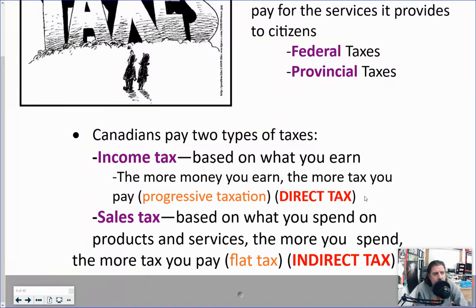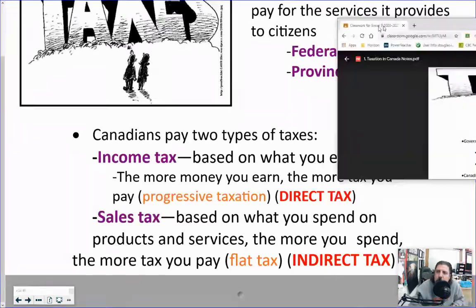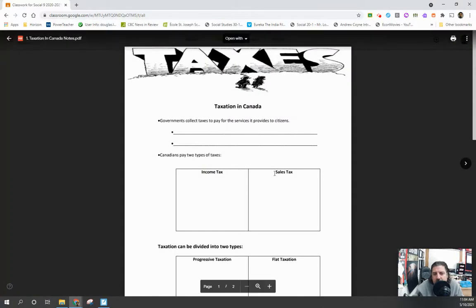The other type of tax that I'm sure you're familiar with is a sales tax. And sales tax is called an indirect tax, meaning that it's not directly taken off the money you earn, but it's based on what you spend on goods and services, on products. So the more you spend, the more you pay. The difference with a sales tax, however, is that it is a flat tax. A flat tax means that regardless of how much you spend, you pay the same rate. So, for example, our GST would be a sales tax. We all pay 5% on whatever we buy as far as a good or service on the GST. It is also called an indirect tax. So, in your notes, make sure you fill all that information in between income tax and sales tax.